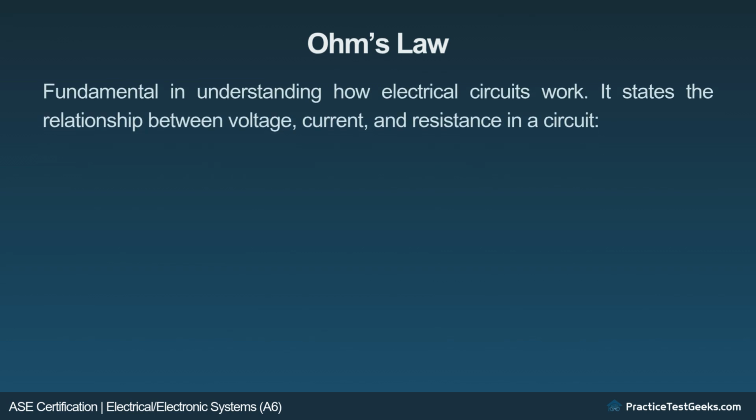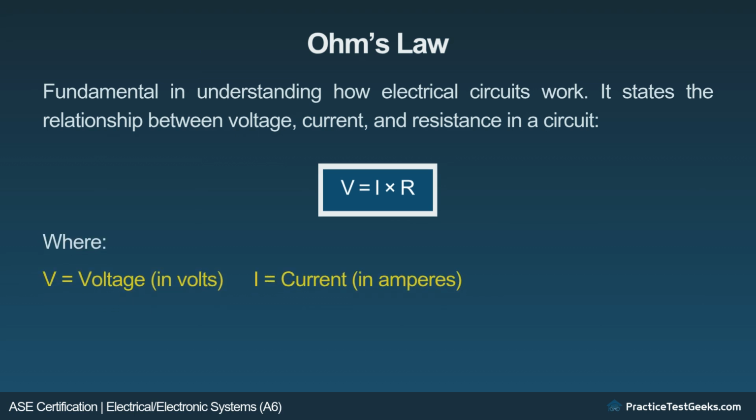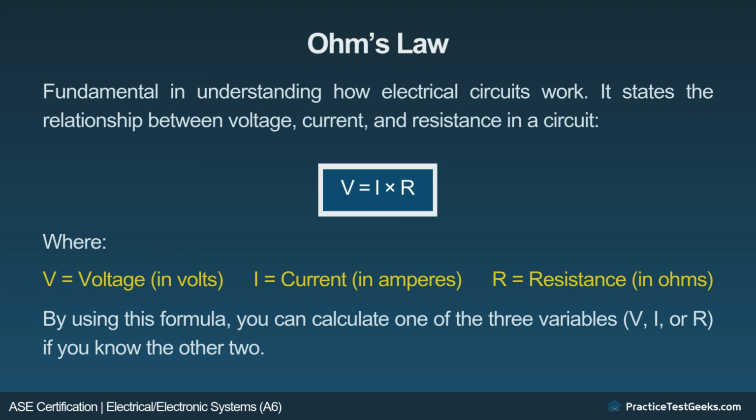Ohm's law. Ohm's law is fundamental in understanding how electrical circuits work. It states the relationship between voltage, current, and resistance in a circuit: V equals I times R, where V is voltage, I is current, and R is resistance. By using this formula, you can calculate one of the three variables if you know the other two.